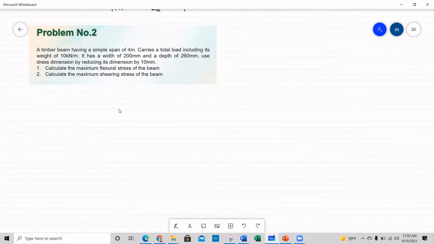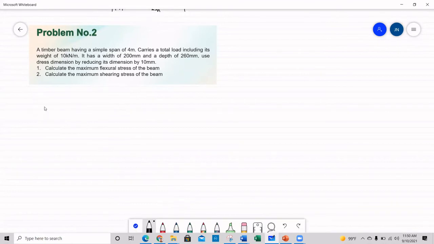What is called the dressed dimension? It is when it is already smooth, so of course it will reduce by about 10 millimeters. We assume that it will reduce by 10 millimeters. Okay, so the same question, compute the flexural stress.